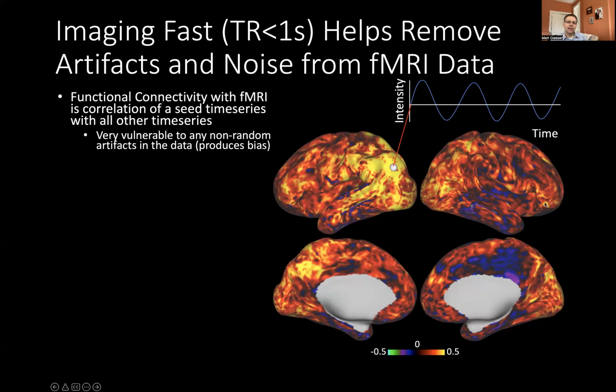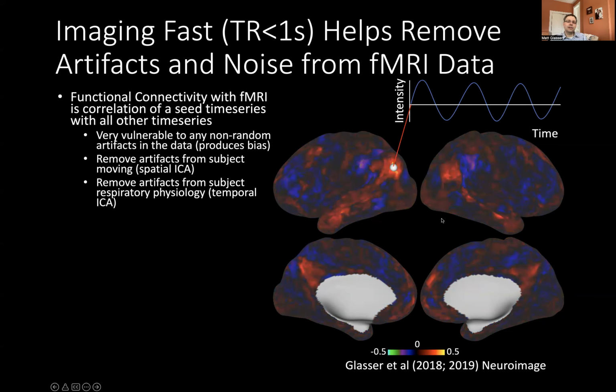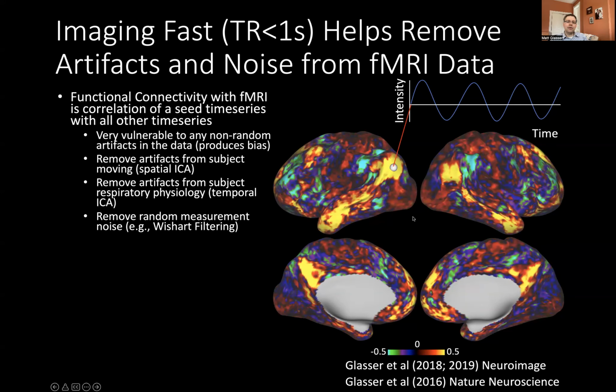They produce biases. This doesn't really look like much in terms of a neurobiological effect, but if we use spatial ICA to remove the effects of head motion, all of a sudden now we can start to see the default mode network popping out here. If we use temporal ICA to remove the effects of subject respiration, now the default mode network is made more specific. We can see there are semantic correlations. And then if we remove random measurement noise, for example, with Wishart filtering, this boosts the correlation values quite a bit and makes a nice default mode network from this single surface vertex seed here.